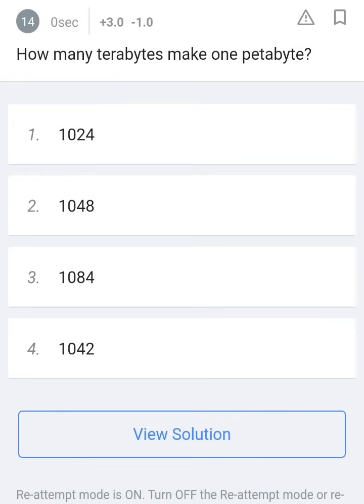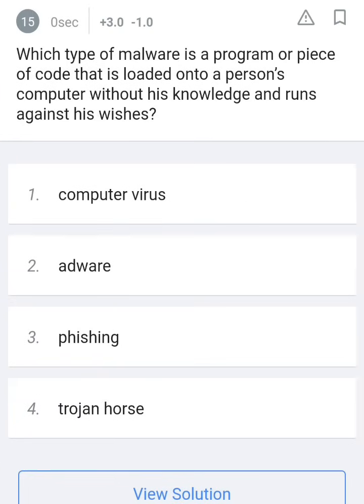Next question. How many terabytes make 1 petabyte? 1024 bytes make 1 kilobyte, 1024 kilobytes make 1 megabyte, and 1024 megabytes make 1 gigabyte, and so on by 1024. So the magical number is 1024.